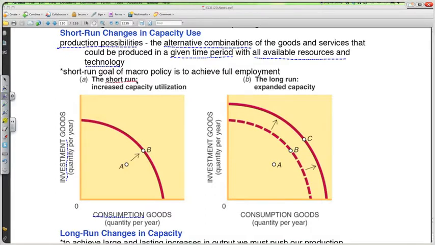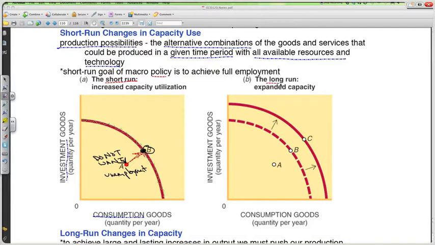Now, if we're only looking at the short run, our policy here is to make sure that we move out and that we are producing along our production possibilities curve. Because when we produce at a point on this curve, such as point B here, that means we're maximizing all of our resources. If we're not along this line, if we're in here at A, then this is where we have unemployment. And we do not want this. We do not want unemployment. So we don't want to be at point A. We want to be at point B or some other point along this line.